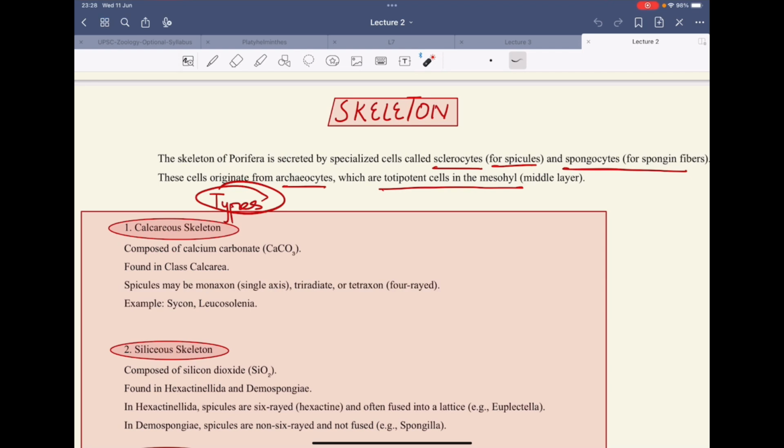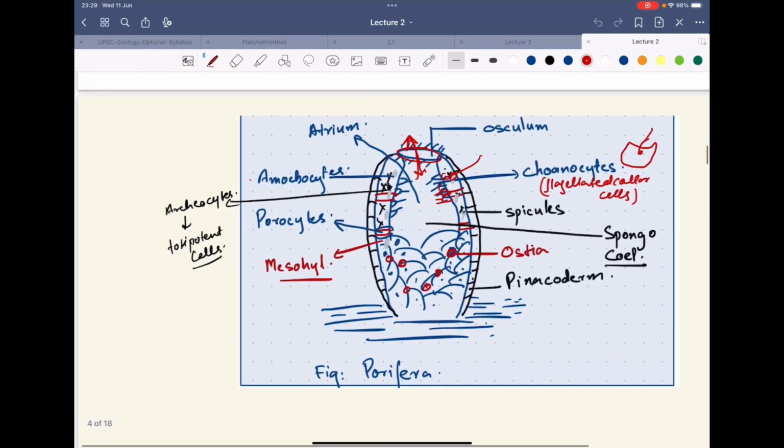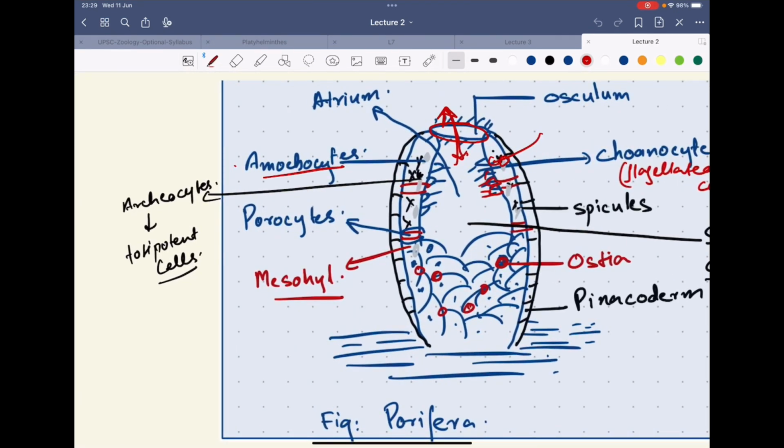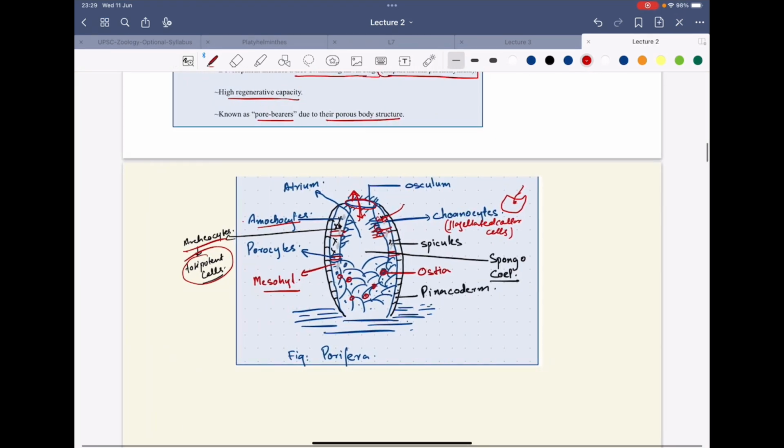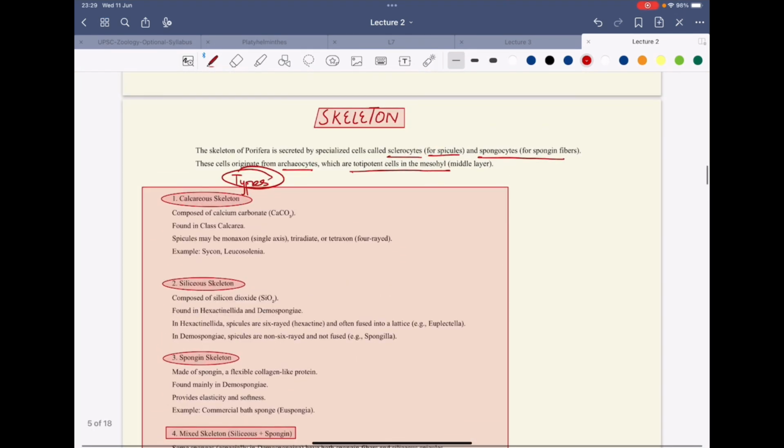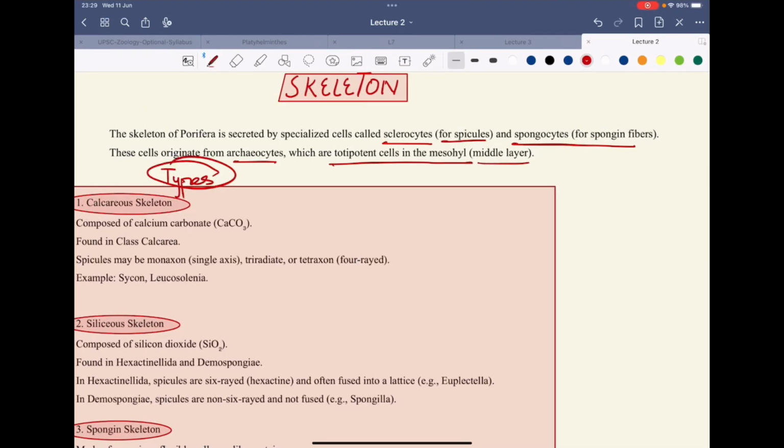The skeleton of the Porifera is secreted by special cells called sclerocytes or spongocytes. These cells originate from the archaeocytes. Archaeocytes are the totipotent cells in the mesohyl. Here I would like you to make one correction: I said amoebocyte, but it is archaeocytes, which are the totipotent cells in the mesohyl. The mesohyl is the middle layer between the choanoderm and the pinacoderm.